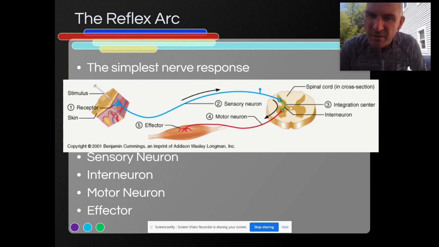That's it for this lesson, just a quick introduction to the nervous system. Next lesson, we're going to go into a decent amount of detail, talking about how impulses are sent, resting potential and action potential, and how the synapse functions.